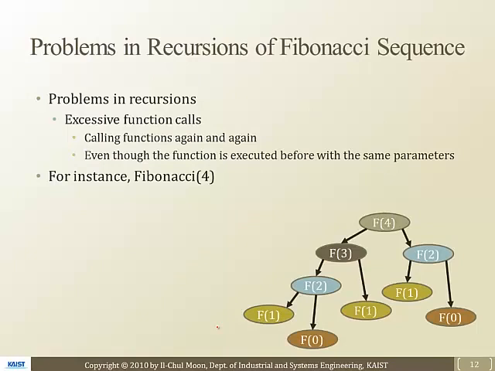So let's go back to the Fibonacci sequence example, because it's the easiest and simplest one. If we want to compute F4 here, we have to compute F3 and F2. To compute F3, we have to compute F2 and F1. To compute F2, we have to compute F1 and F0. Is there any problem in the recursion?